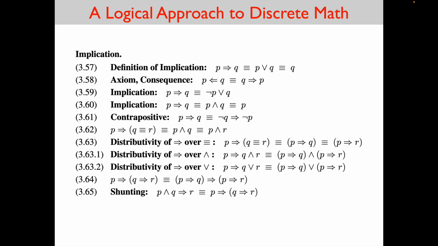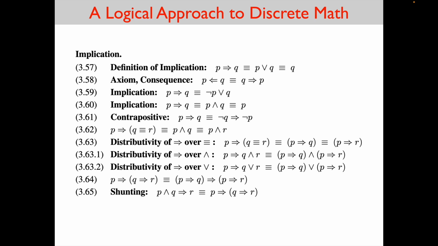Interesting property of implies. And 3.64 is P implies open paren Q implies R, and it kind of looks like a distributivity, but we have an implication where we have an equivals. So it's P implies Q close paren implies open paren P implies R close paren. And then 3.65 is shunting, which is quite useful and well known in the propositional calculus. P and Q implies R equals P implies open paren Q implies R close paren. That we call that theorem shunting.